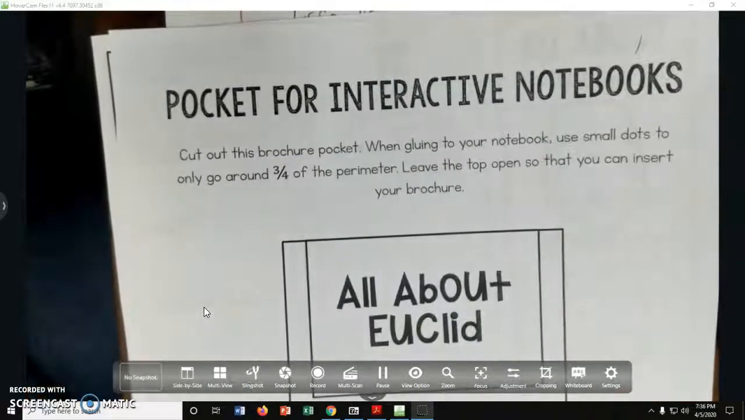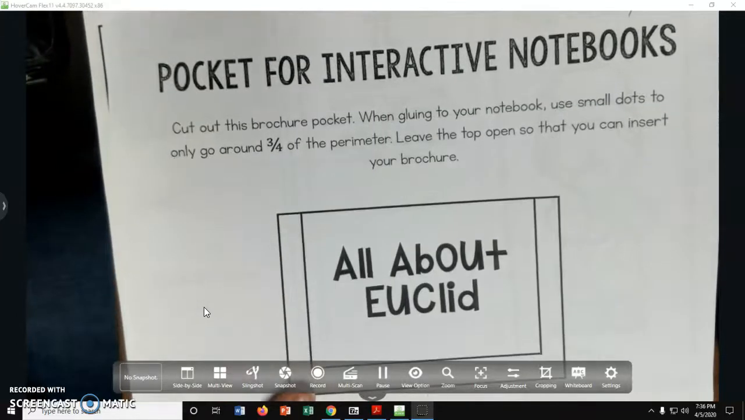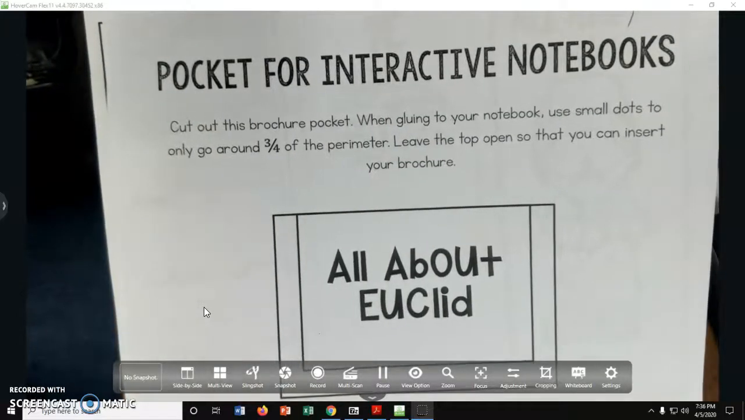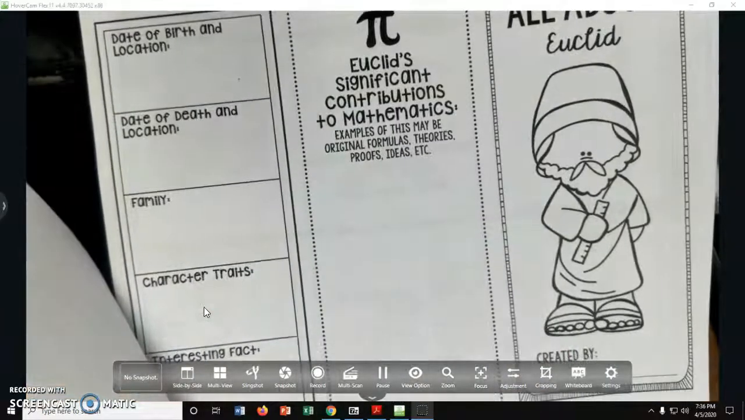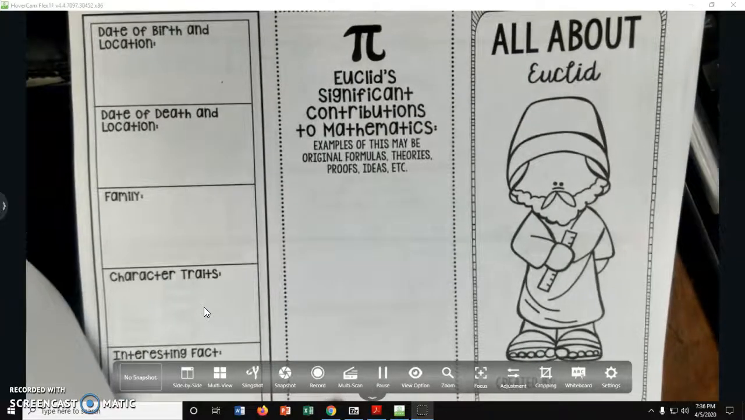Today we have a couple of things going on. First thing is you have a page for your interactive notebook. So we're going to learn about the Euclidean algorithm today. And that algorithm was created by this man, Euclid.